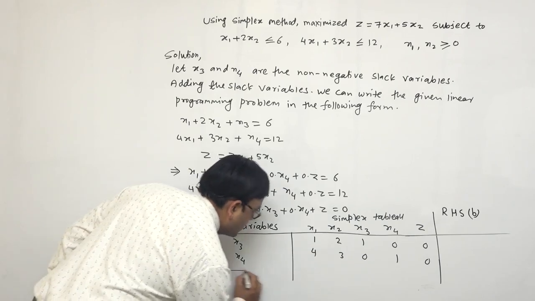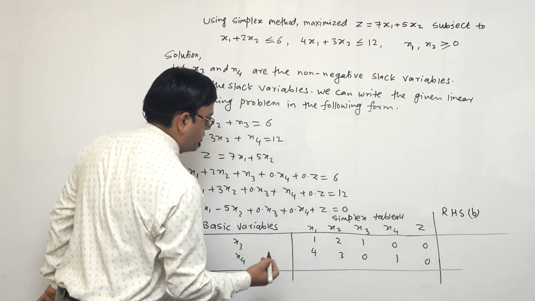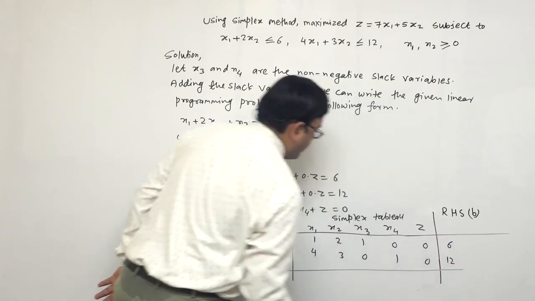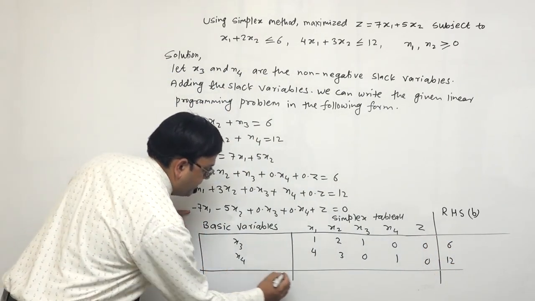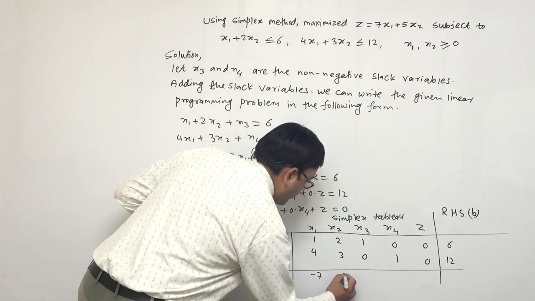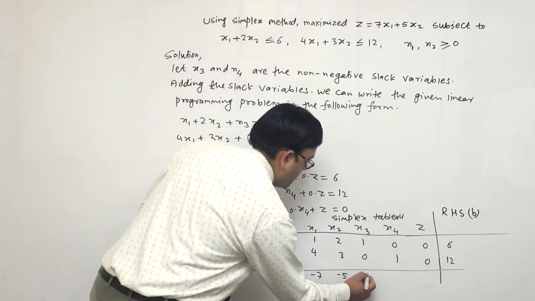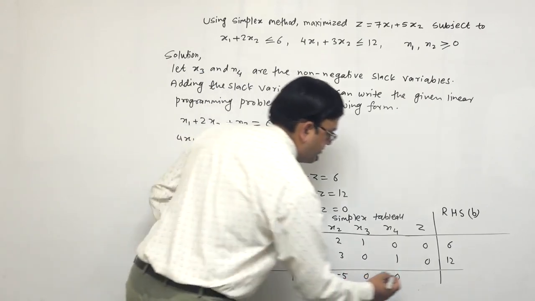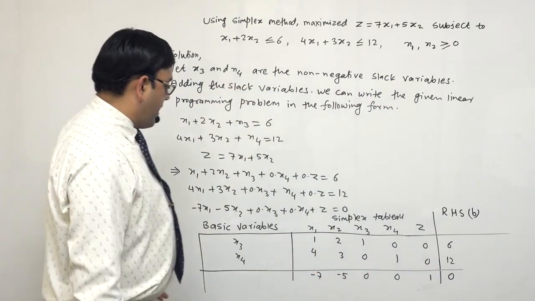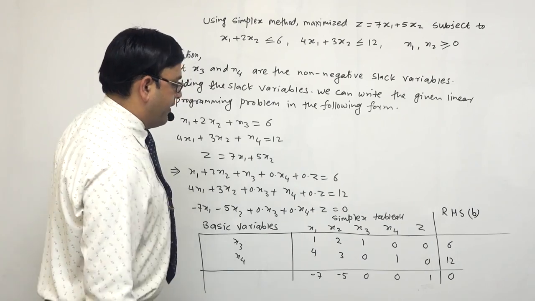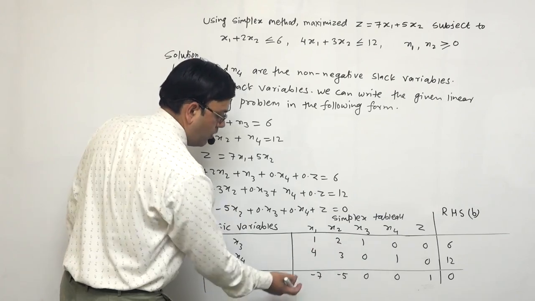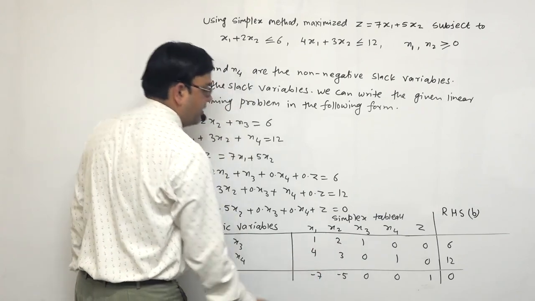So हामीले यसलाई चाहिँ यसरी line draw गरिसक्छौं, is equals to 6 and 12, so here 6, and then here is 12. Now here minus 7, and then here is minus 5, and then here 0, and then here is also 0, and then z, it means 1 is here, and then here is also 0. Now we have to find which one is the most negative entry. Here on the last row, minus 7 is the most negative entry.